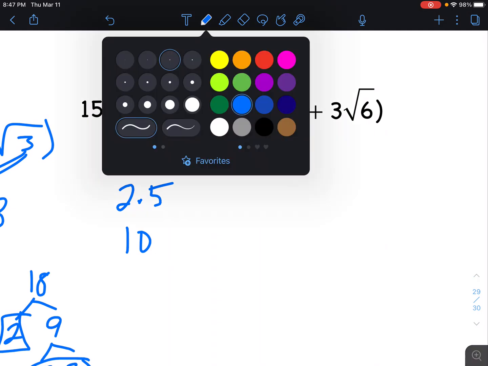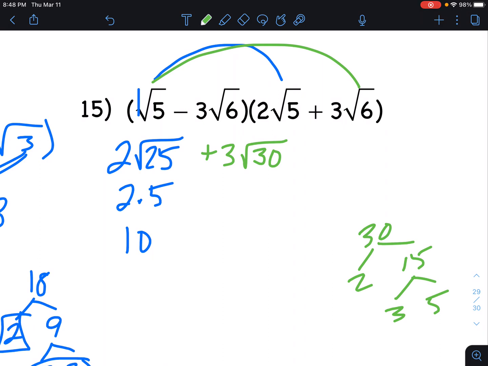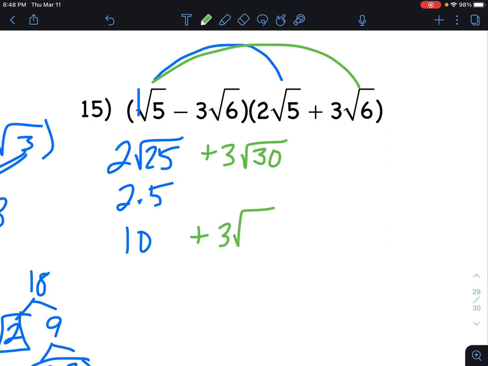Now move on to the outside. So 1 times 3 will be 3, so plus 3. Square root of 5 times square root of 6 is square root of 30. Believe it or not, square root of 30 cannot be simplified. If you take a look, that's 2 times 15, and 15 is 3 times 5. There's no 2 of a kinds there. All right, so let's just carry this down with the 10, line it up.